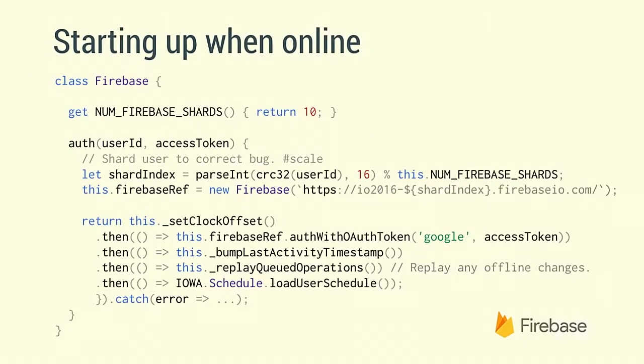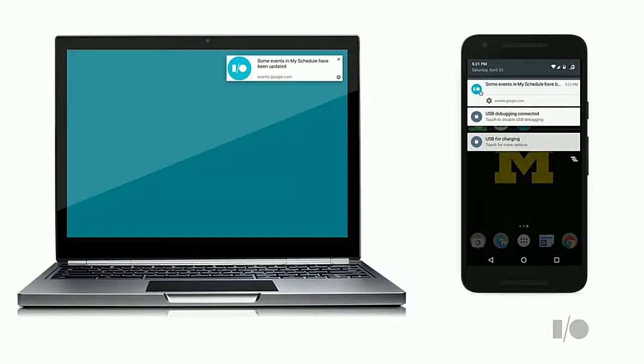Starting up online, we go through this whole authentication flow. I just wanted to show this code real quick, because the interesting thing we're doing here is, since we're on a Google domain, we have a lot of users, we're sharing Firebase across different applications, we wanted to scale it really well. So we're using this same hashing algorithm to actually shard users in Firebase to different buckets. We have 10 different Firebase buckets that users get bucketed into. And then we set up the reference, we authenticate you with Google's OAuth endpoint, and we replay that information when you start up online. So that's offline.